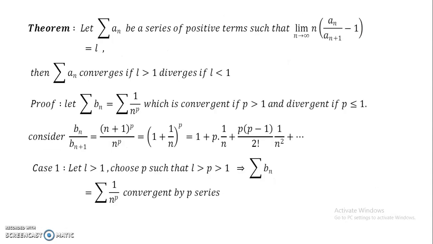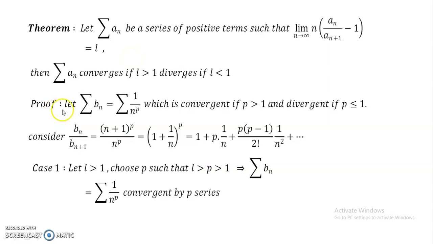Now let us see the theorem, Raabe's test, its statement and proof. Let us see the statement. Let the series Σ aₙ be of positive terms such that the limit of n times (aₙ by aₙ₊₁ minus 1) is L. Then this series Σ aₙ will converge if L is greater than 1, and it will diverge if L is less than 1.